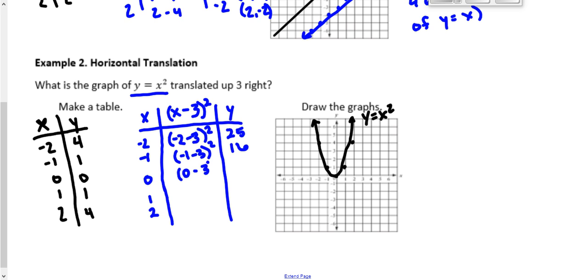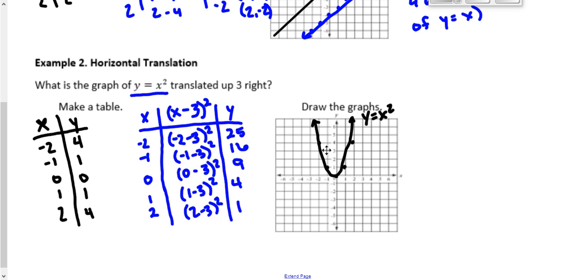0 minus 3 squared would be -3 squared, or 9. At 1, we would have 1 minus 3 squared, which would be -2 squared, or 4. At 2, we would have 2 minus 3, which would be -1 squared, which would be 1. Okay, I know some of these are off the graph, but what I'm going to look at here is that each of these points should be just moved 3 units to the right, right? So we're going to see how closely these match.